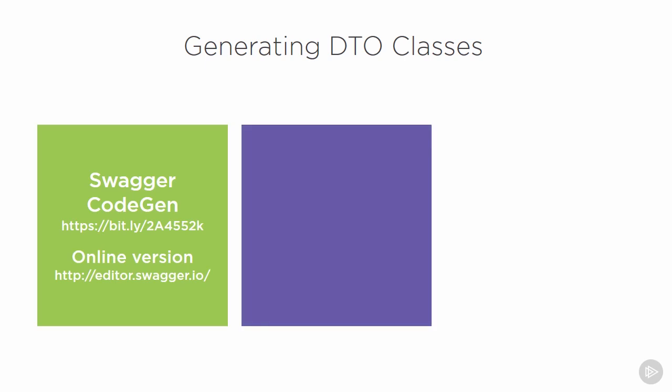Another option is NSwag Studio. NSwag is much like Swagger. It's an implementation of OpenAPI you can use in your API projects to generate documentation. NSwag Studio is a Windows application that generates DTOs and potentially clients from an OpenAPI specification.